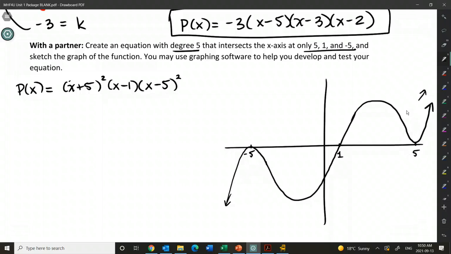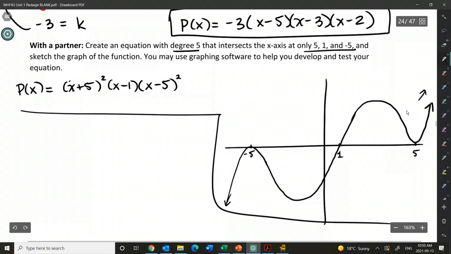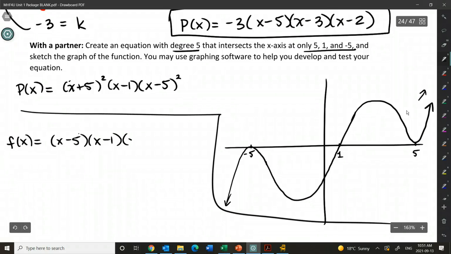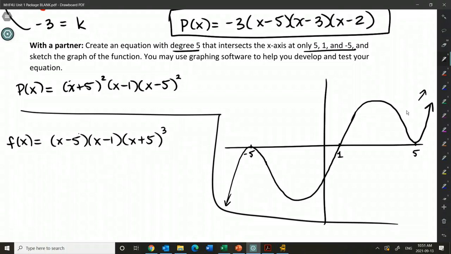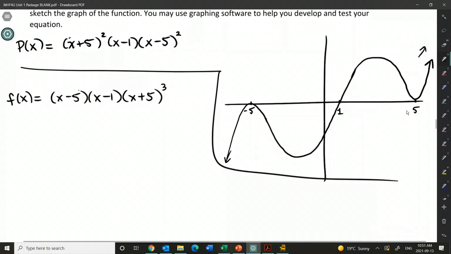Okay, another one. Who else had a different one? Serena, what did you do? I did x minus 5, x minus 1, and then x plus 5 to the power of 3. Perfect. So this also works. If I add the orders 1, 1, and 3, I have a degree of 5.